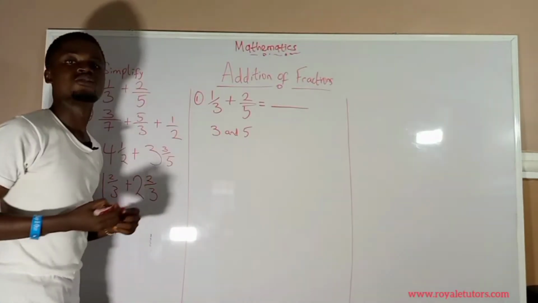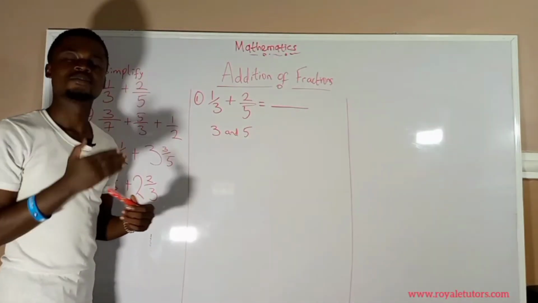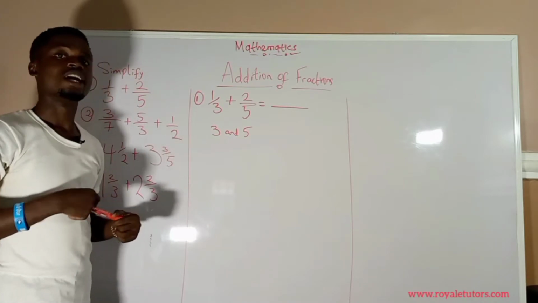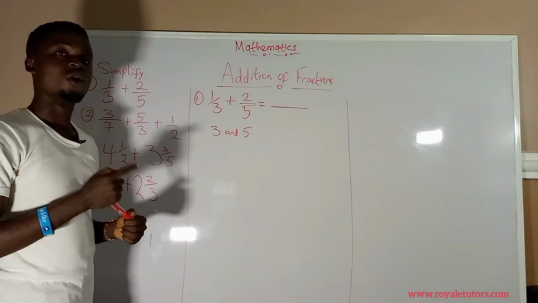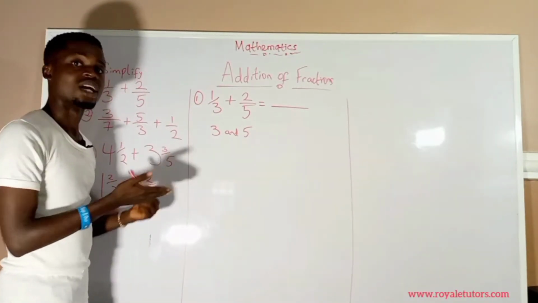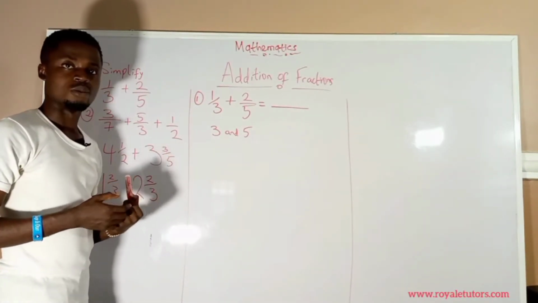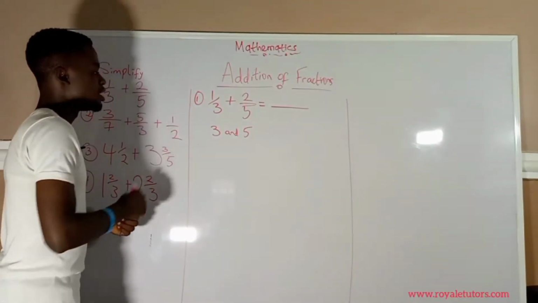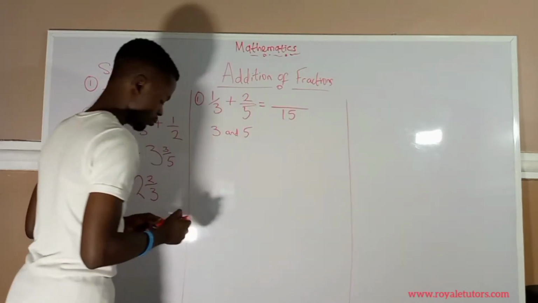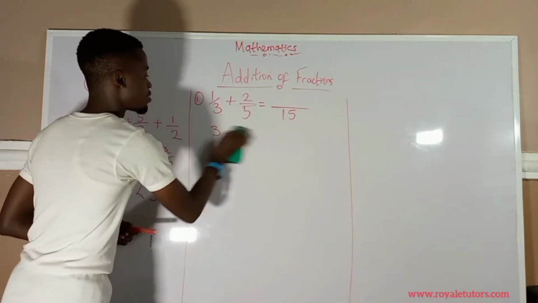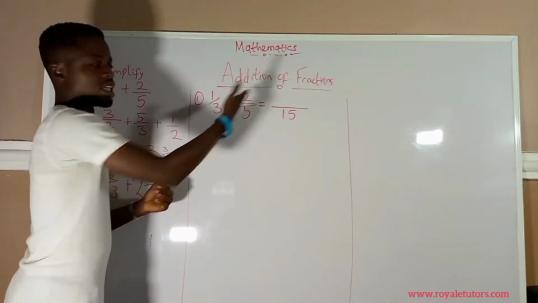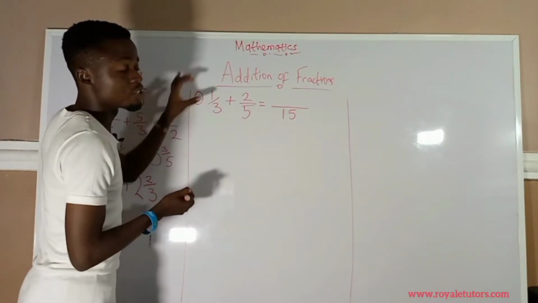Then you go ahead to find the lowest common multiple of 3 and 5. If you don't understand how to find the LCM, which is lowest common multiple, you can watch our video that we did on lowest common multiple so that you can understand. If you find the lowest common multiple of 3 and 5, you see that the answer is 15. So you first find the lowest common multiple of the two numbers at the denominator. The answer is 15.